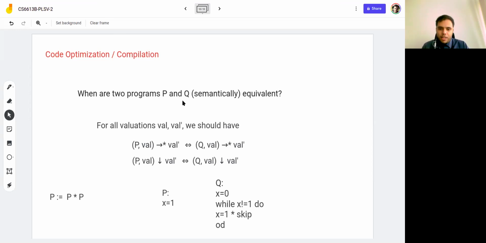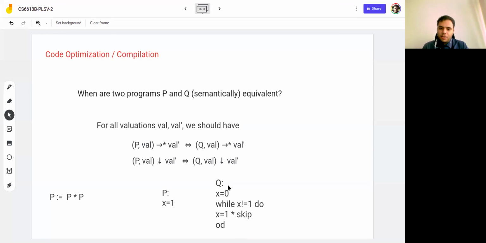So they are equivalent by this definition, right? But what I want to say is that this definition is not really good for non-deterministic programs. And the reason is that if you look at the program P, what it does is that it just sets x to 1 and terminates. So P always terminates. But if you look at program Q, there is also some non-terminating run.